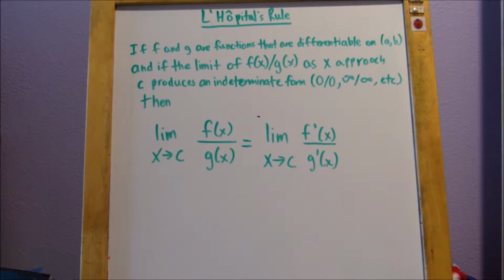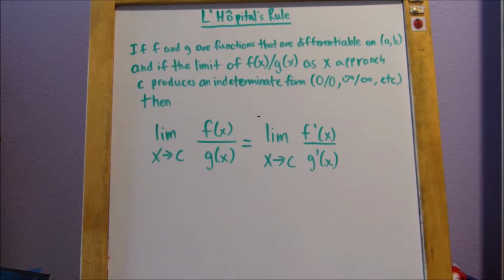Let's go over what it is. If f and g are functions that are differentiable on the open interval (a, b), and if the limit of f of x divided by g of x as x approaches some number c produces an indeterminate form, such as 0 over 0, infinity over infinity, negative infinity over infinity, infinity over negative infinity, and other forms like that, then the limit as x approaches c of f of x over g of x equals the limit as x approaches c of the derivative of f of x over the derivative of g of x.